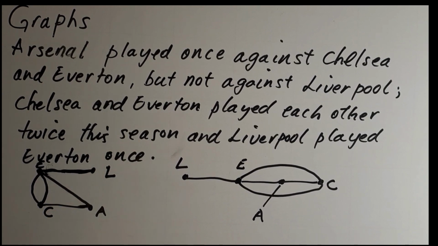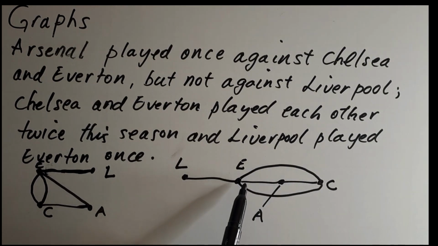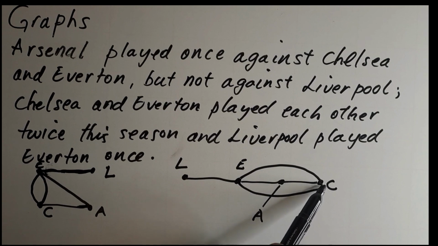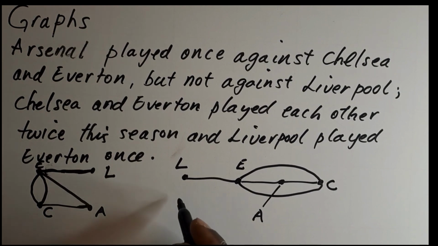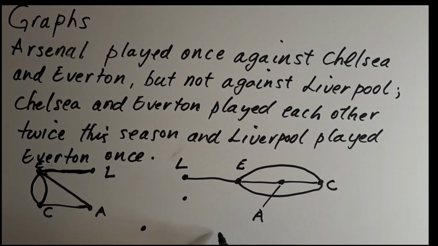And we have Chelsea and Everton played each other twice. Again, we have this connection here of Everton connected to or playing Chelsea, and that happens twice. And then Liverpool played Everton, which is this edge, once. And our next graph represents, again, the same data, but arranged differently.